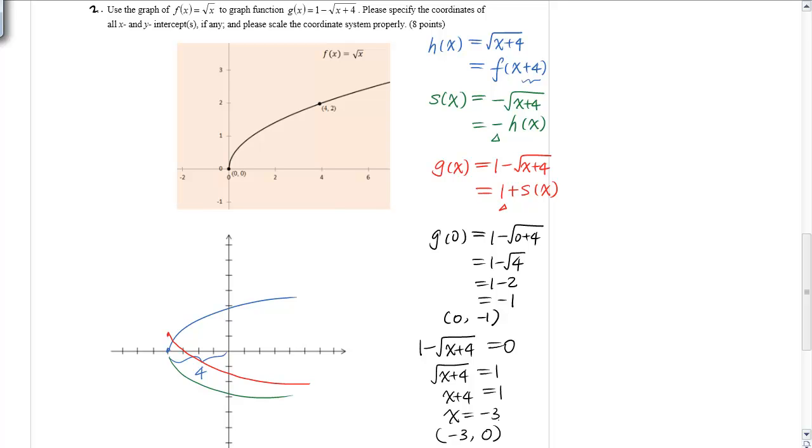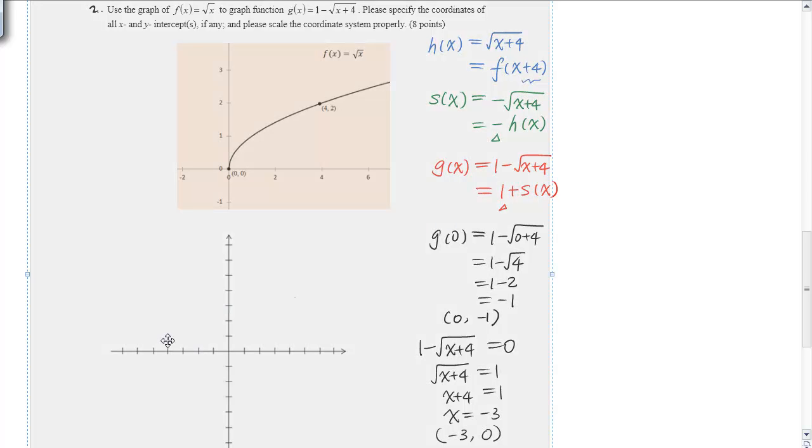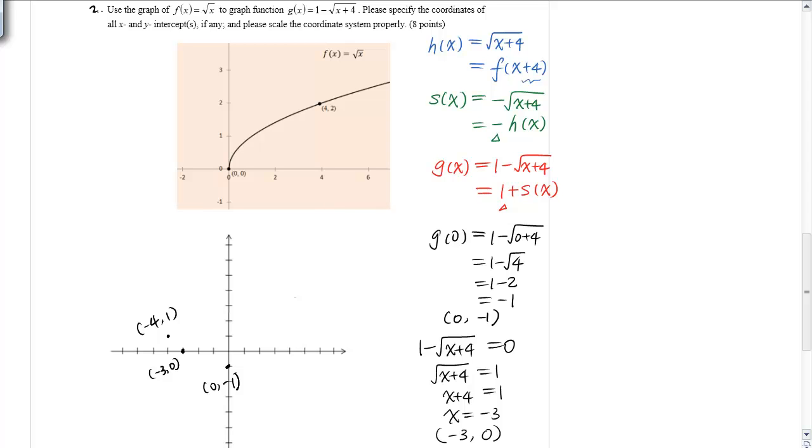Therefore, with that knowledge and with the sketch of this red curve, we know that the starting point right here is (negative 4, positive 1). The x-intercept is (negative 3, 0). The y-intercept is (0, negative 1). With that information, we can now sketch the function to be, and this is our g(x) function.